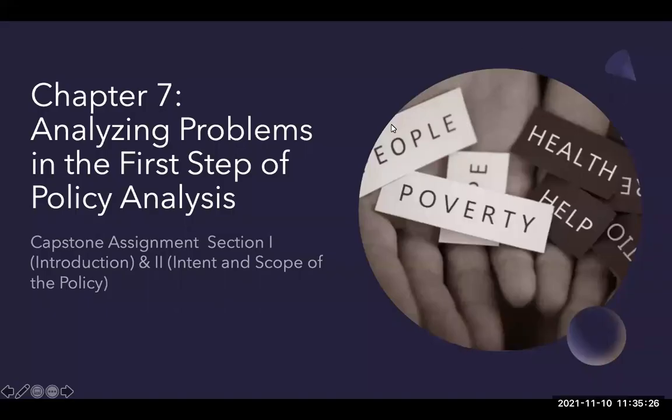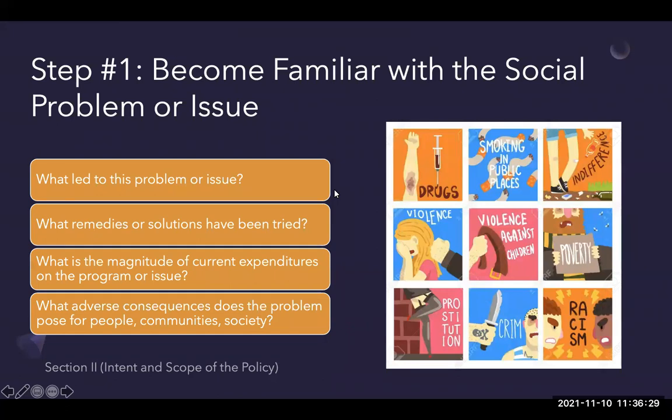Chapter 7 focuses on the content of analyzing problems in the first step of the policy analysis. And this information will be primarily important for the second part of the assignment, which is the intent and scope of the policy. So when proposals are not based on analysis, they may be dismissed as lacking a substantive base. So that's why it's very important for you to assess and analyze the different policies.